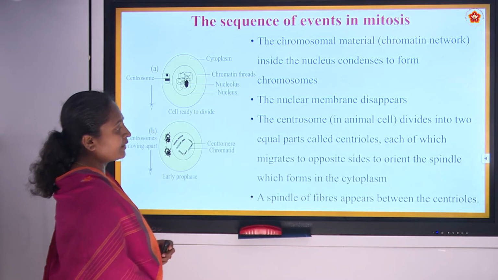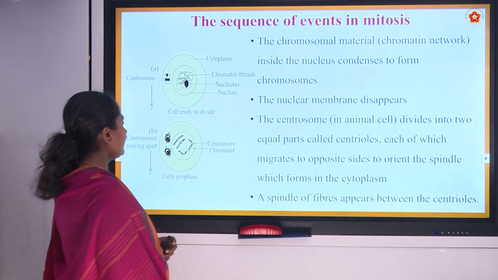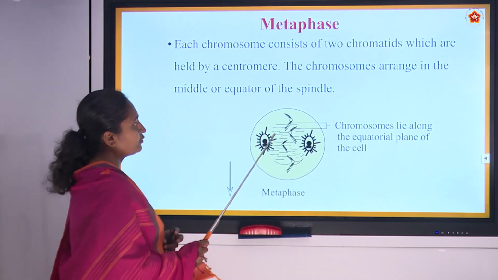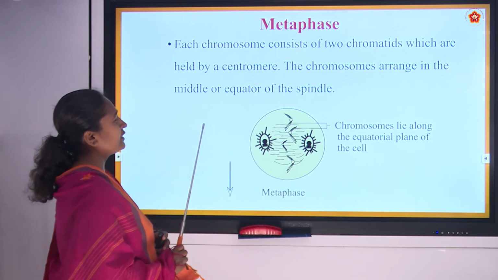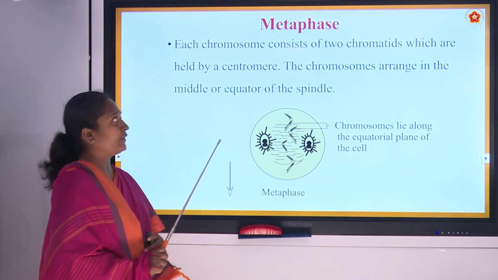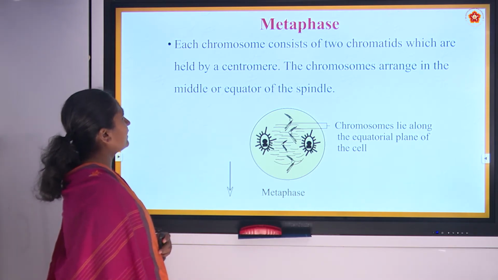And the spindle fibers appear between the centrioles. Now we can see the spindle fibers have started forming here, right? So now the next phase is known as metaphase. In metaphase, what is happening?